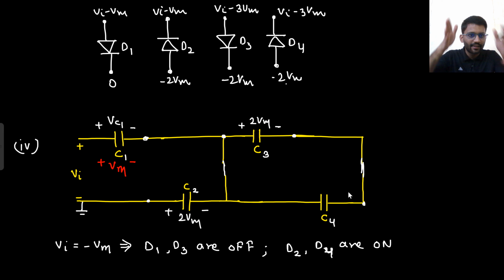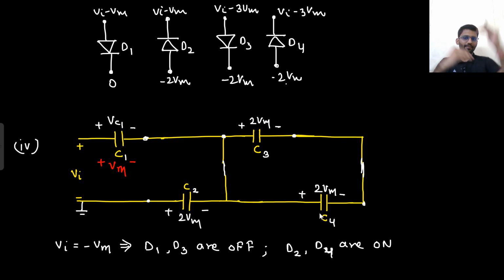Now in one pack, what is coming? C3 and C4. Whatever potential C3 is having, the same potential will be given to C4. So C4 will also be charged to 2 Vm. That is the steady state. C1 is charged to Vm, then 2 Vm, 2 Vm, 2 Vm. That's it. So now I will copy the final circuit and write the potential of each and every capacitor.